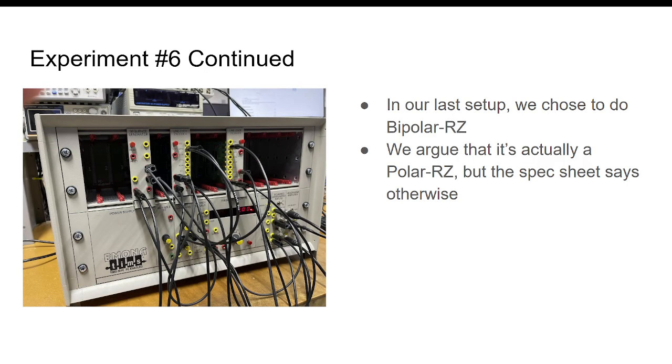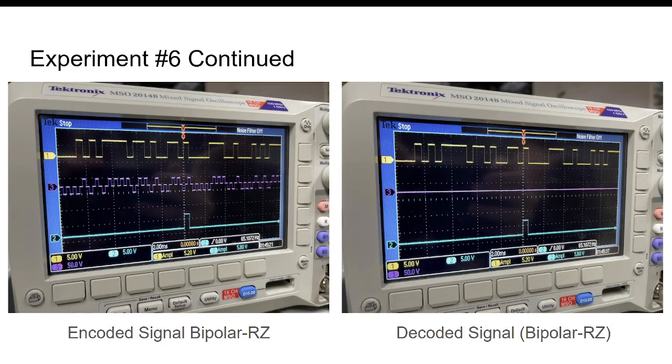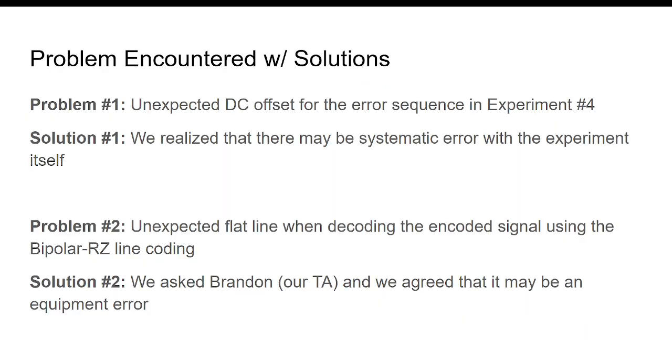And in our last setup, we chose to do the bipolar return-to-zero. We encountered an error here: when we tried to do our encoding using the bipolar return-to-zero and then decode the signal, we got a flat line. And that's included in the problems.